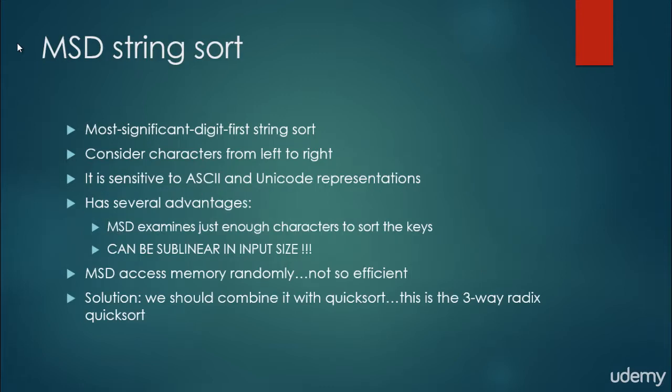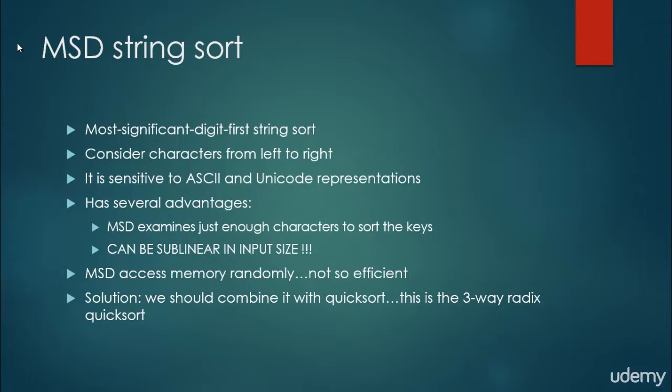MSD stands for most significant digit first string sort. Consider characters from left to right, so with the most significant digit, and that's why the name is MSD. It is sensitive to ASCII and Unicode representations. For example, if we optimize Radix sort for ASCII characters, then if we change to Unicode in Java code, for example, then these algorithms can be very slow. So this is the main disadvantage of MSD string sort, and it has several advantages of course too.